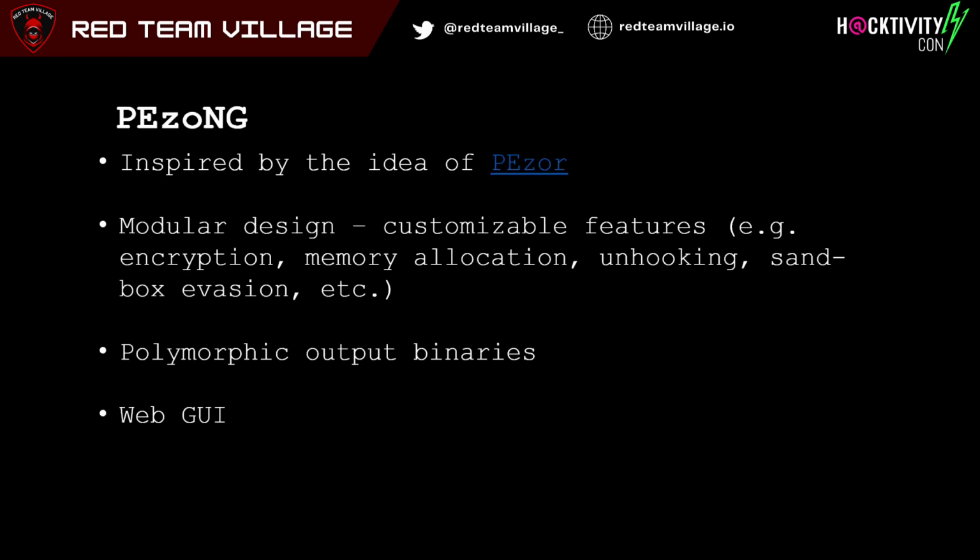Let's dig into the PEzoNG architecture. So we were inspired by the idea of PEzoNG, which is an open source packer developed by Fra. PEzoNG has a modular design, and it allows to customize a lot of features. For example, we can choose between different unhooking techniques or between different memory allocation schemes, and it is very easy to add new techniques or new memory allocation schemes or new encryption algorithms, because the design allows to just add the code, and with minimal change we can implement the new feature and use it inside PEzoNG.